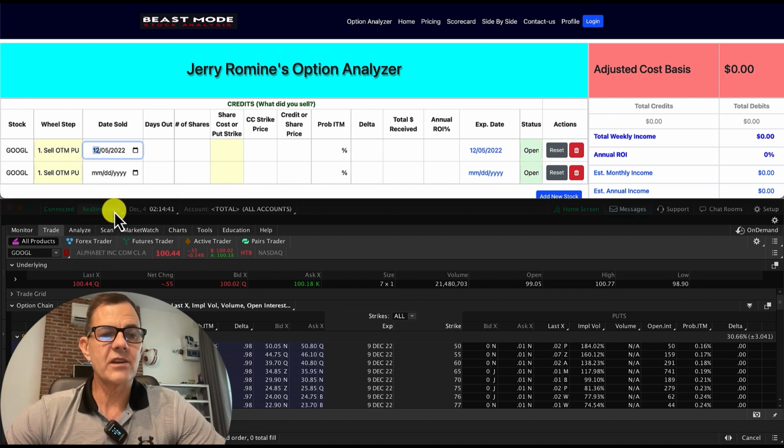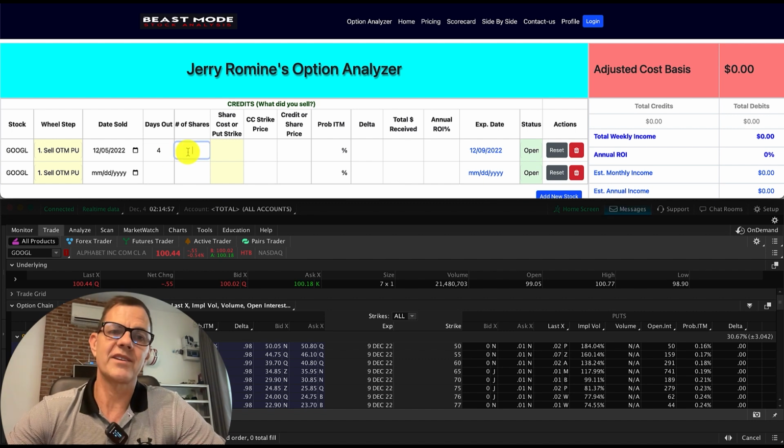And then the next thing, we're going to drop down here to our option chain, and here we can see we're looking at the December 9th option, and it's 5 days out. And since it's 5 days from Sunday, that means it would be 4 days out from tomorrow. So we're going to go ahead and put in 4, and we want to do one option contract. And an option contract is 100 shares, so we're just going to put in 100.